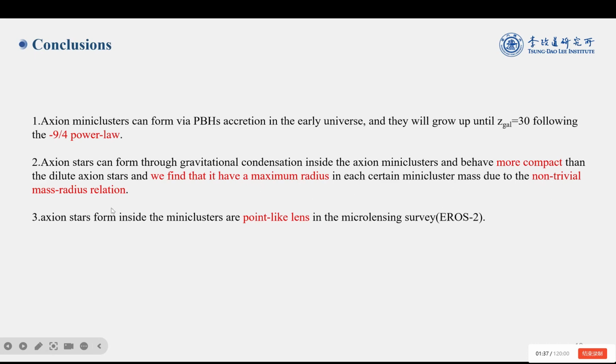And we found that it has a maximum radius in each certain mini cluster mass due to the non-trivial mass radius relation. And finally, the axion star that forms inside the mini cluster acts as a point-like lens in the microlensing survey.